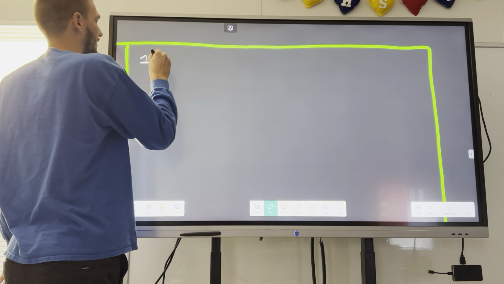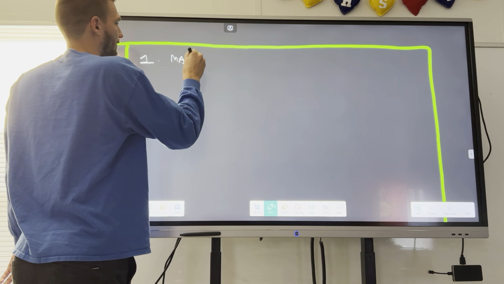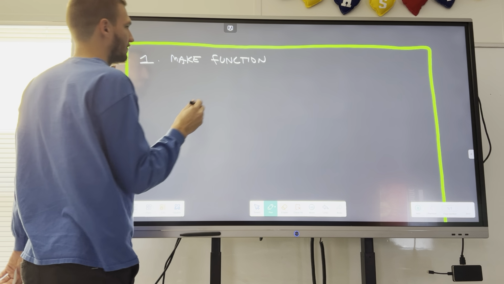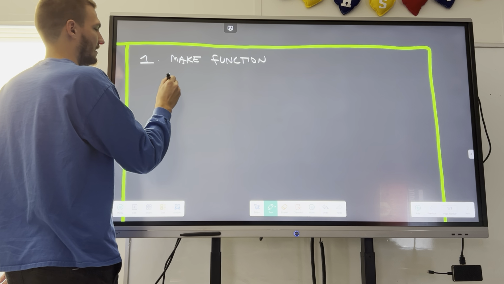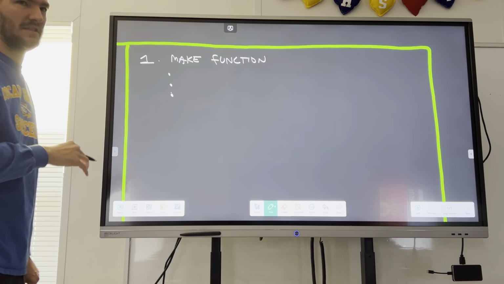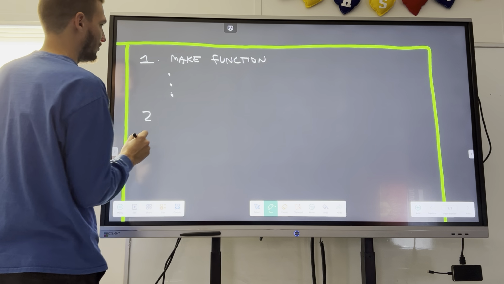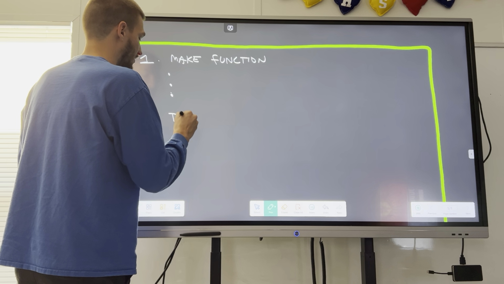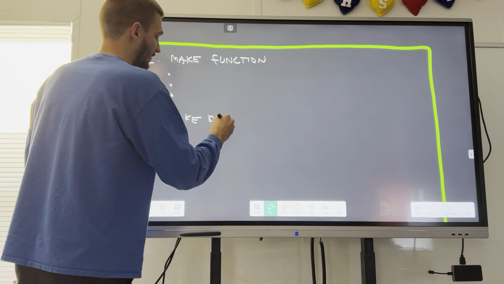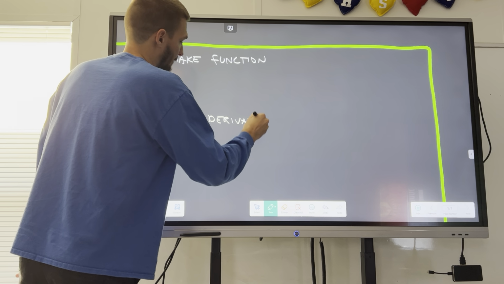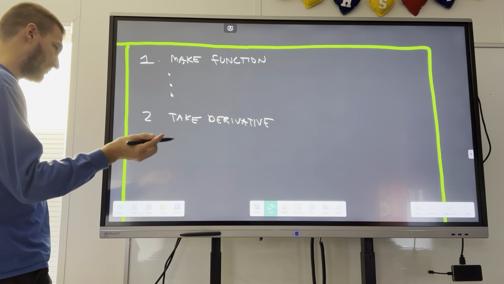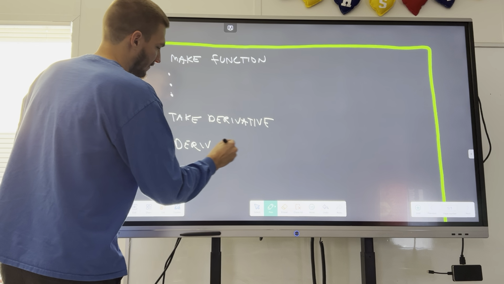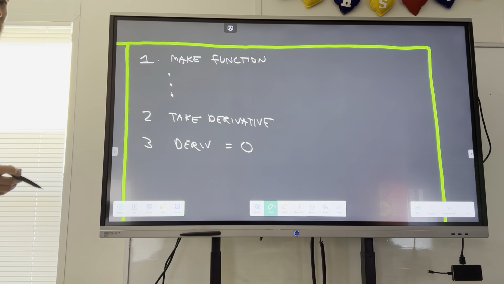Step 1, make a function. I'm gonna leave 3 bullet points, and then we're gonna go down to step 2, because we've already come up with this part of the step. Once we have the function, we're gonna want to take the derivative, and after we take the derivative, we want to set the derivative equal to 0.